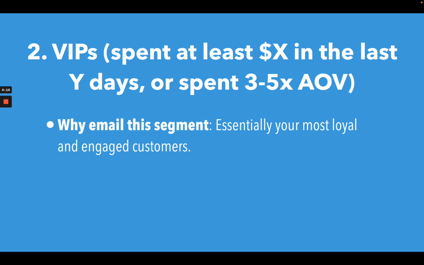So, as I say, if you have an average order value of, let's say, $100, and we go with 3 times average order value, you could say a customer who spent at least $300 in the last, say, 90 days, or even the last 6 months or a year, is a specific segment of person.